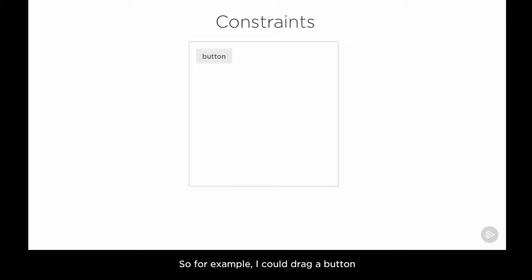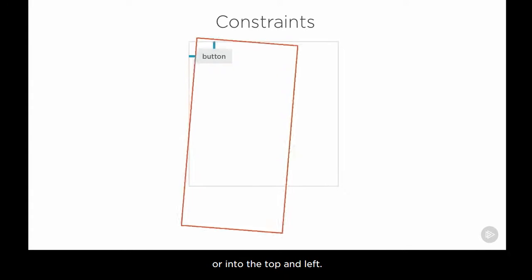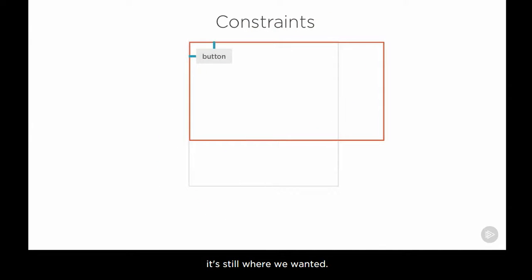So, for example, I could drag a button onto the square storyboard layout and then say that I want the left edge of the button, its leading edge, to always stay this distance from the left side of the container, so I set up a constraint there. And that I always want the top of the button to stay this distance from the top of the container, so I'll add a constraint there. And by providing those two constraints to the top and the left when we're looking at it in the square storyboard view, then this button will always orient itself to the top and left. So if we run it in portrait, it stays there, oriented to the top and left. If we switch to landscape, it's still where we want it.